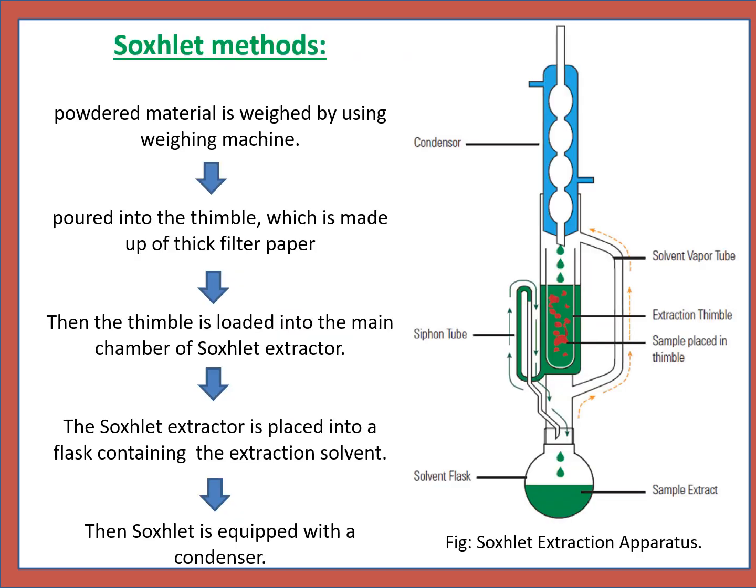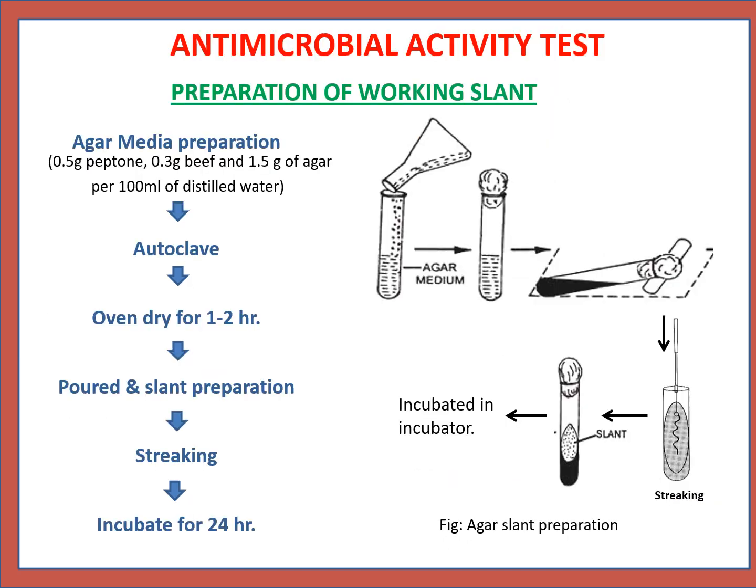Then we started the Soxhlet. First, the powder material is weighed using a weighing machine and poured into the thimble, which is made of thick filter paper. Then the thimble is loaded into the main chamber of the Soxhlet extractor. The Soxhlet extractor is placed onto a flask containing the extraction solvent. Then the Soxhlet is fitted with a condenser. So this is the Soxhlet apparatus, and you can observe.